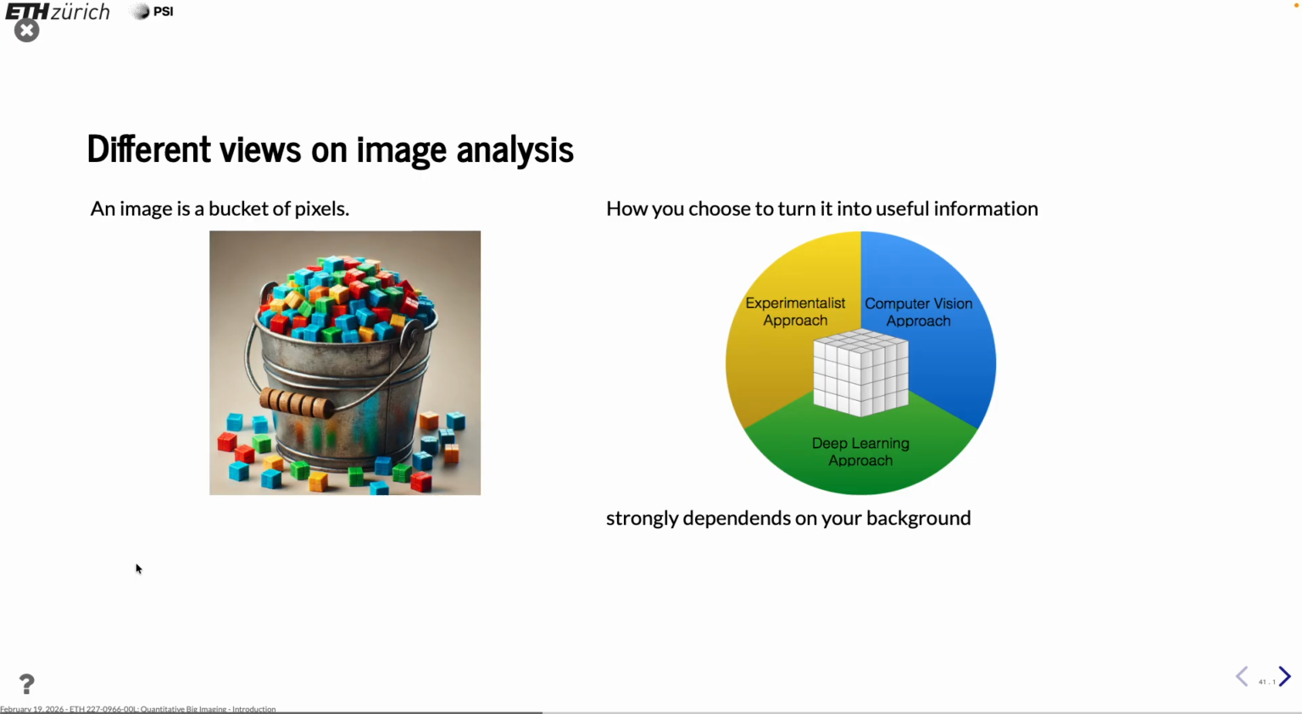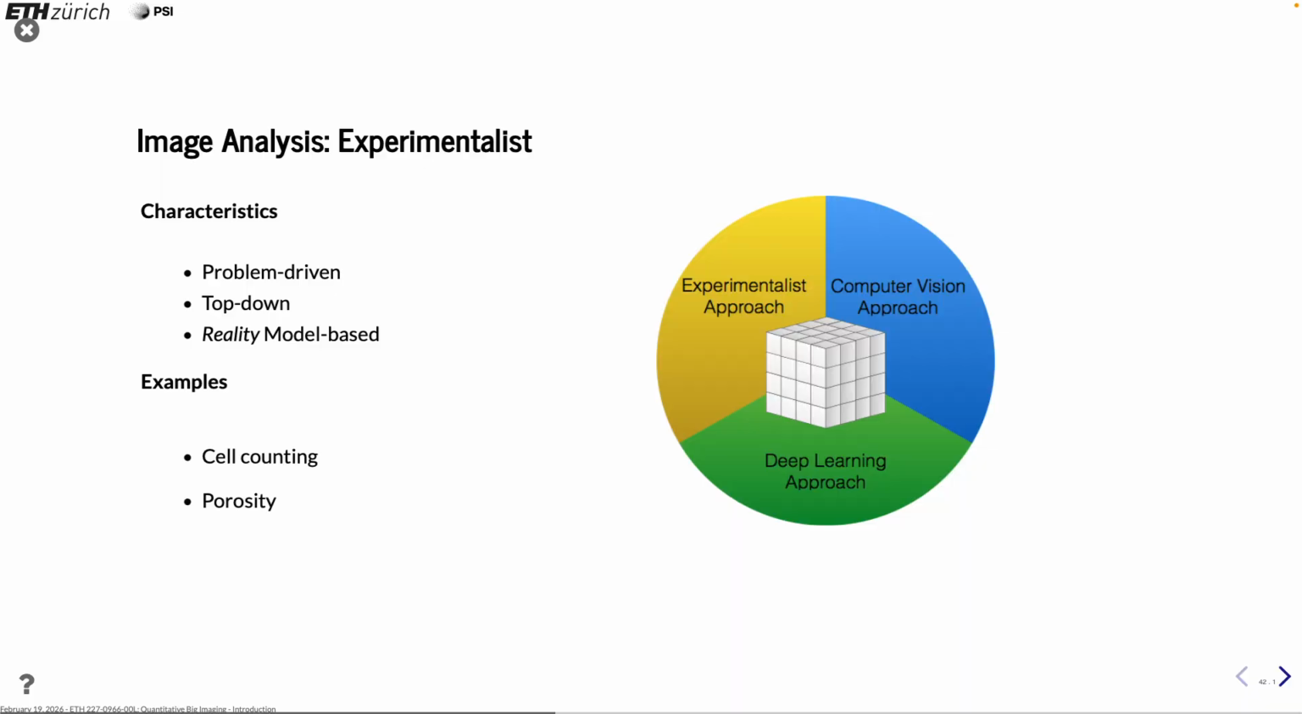First of all, there are different ways how you look at images and how you work on them. So let's assume at the beginning you have your image, which essentially is just a bucket of pixels. You have no interpretation whatsoever on them. The only thing you know is that the pixels have their position and they have their intensity. That's it. And how you approach it depends on your background.